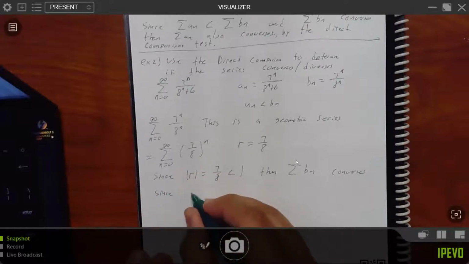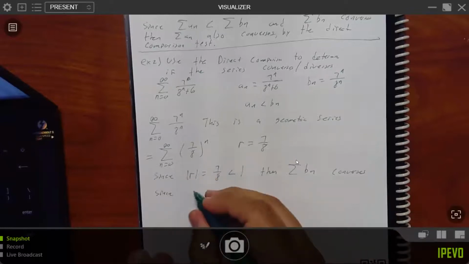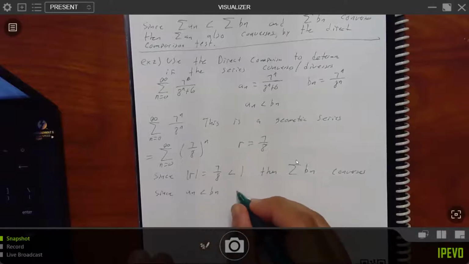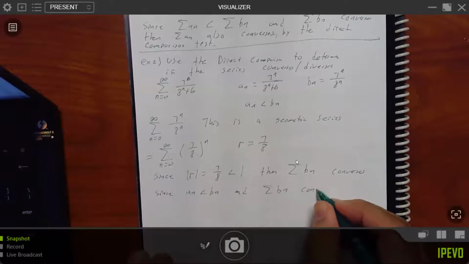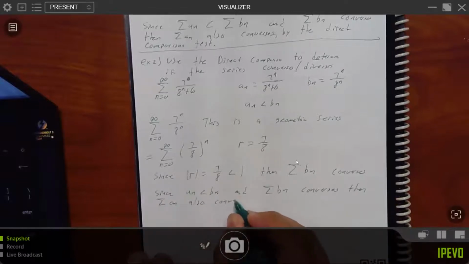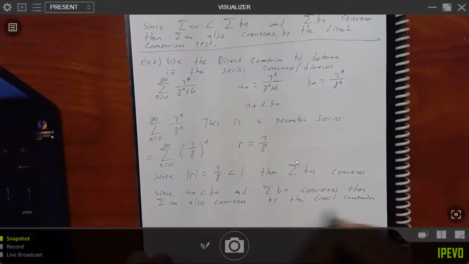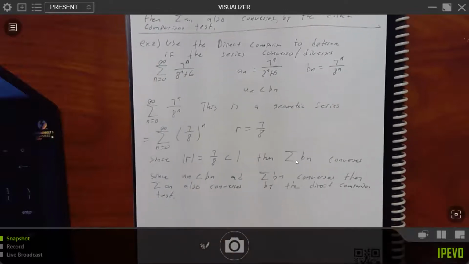Now, since a sub n is less than b sub n, and the series of b sub n converges, then the series of a sub n also converges by the direct comparison test. Any questions on number 2?